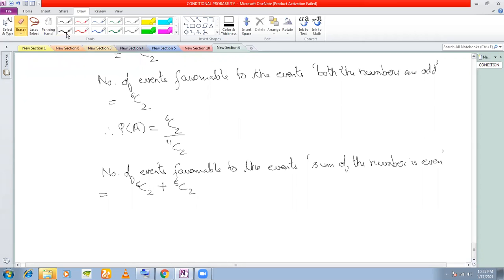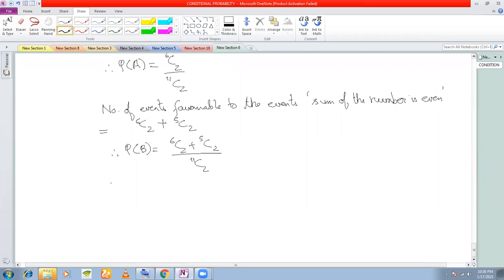So now let us find out, therefore, what is PB? Therefore, PB is equal to 6C2 plus 5C2 divided by 11C2. Okay, so we have found out PA, PB, and next we find out A intersection B.